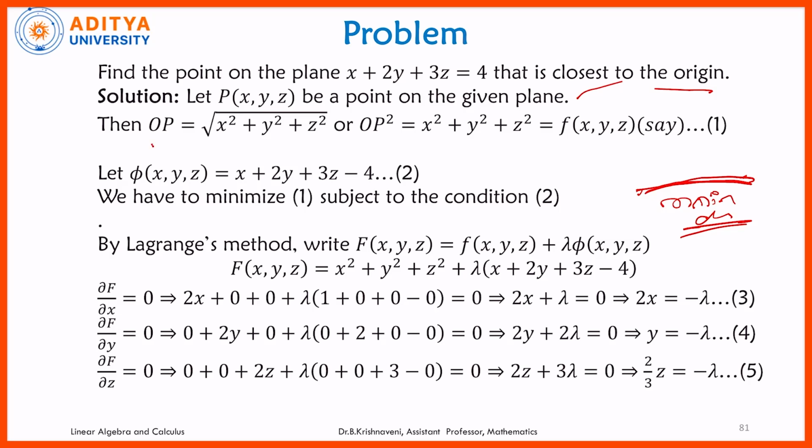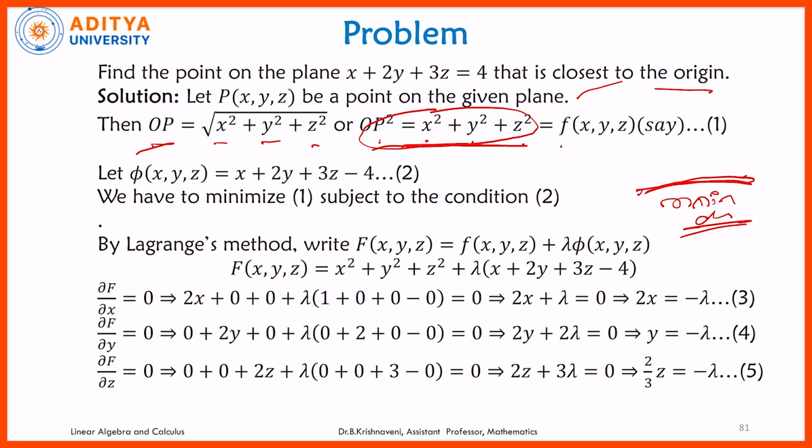And we all know that OP, the distance between the origin and the point, is given by root of x square plus y square plus z square, which can be written as OP square equal to x square plus y square plus z square. We need to find the point on the plane which is closest to the origin. So we need to find the minimum for this function, OP square.